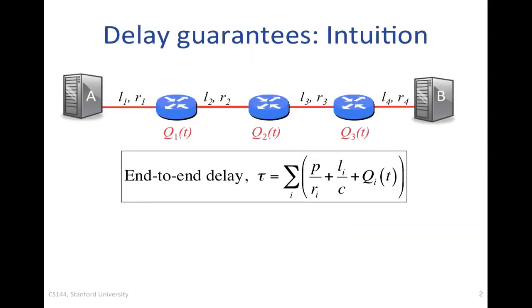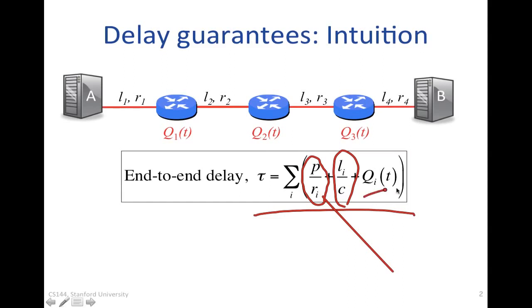Let me start with giving you some intuition on how delay guarantees are going to work. So recall our end-to-end delay equation, which tells us the delay from one end of the network to the other as a function of the packetization delay, that is the fixed component of the packet length divided by the rate, plus the propagation delay, which is the length of the link divided by the propagation speed or the speed of light, plus the queuing delay. And the first two terms are defined as fixed functions of the network. They depend on things under our control. Normally, the queuing delay is not under our control.